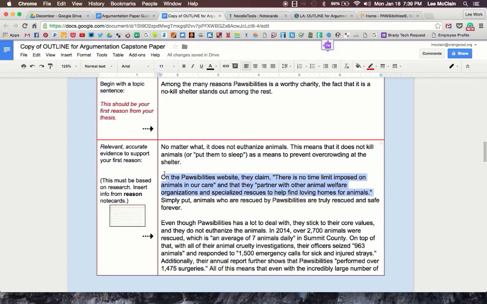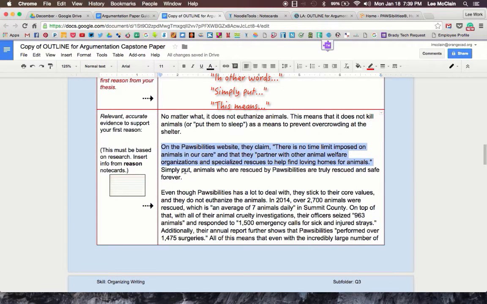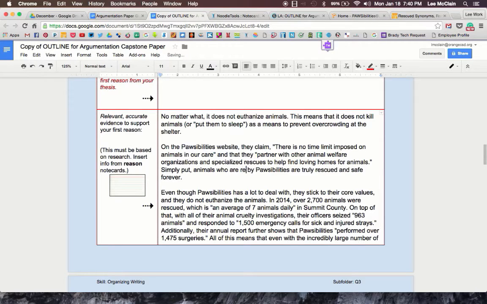So all of this is pretty much none of it's my words. So guess what I have to do? I need to follow that up with in other words, or another way of saying that is simply put. Simply put, animals who are rescued by Possibilities are truly rescued and safe forever. I don't know why I just repeated this word, so I might need to come back and edit that because it doesn't really seem to make sense to repeat it. So I'm going to change that right now. Animals who are recovered by Possibilities are truly rescued and safe forever.